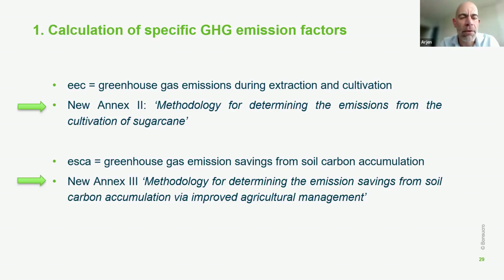Then there is also a new Annex 3 in the Bonsucro EU-RED Standard, and that one is the methodology for determining the emission savings from soil carbon accumulation via improved agricultural management. So in case an operator uses actual greenhouse gas calculations, a mill in particular ambitious to calculate ESCA, greenhouse gas emission savings from soil carbon accumulation, then the methodology in Annex 3 shall be followed.